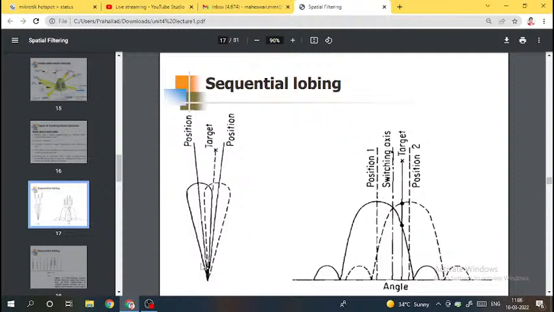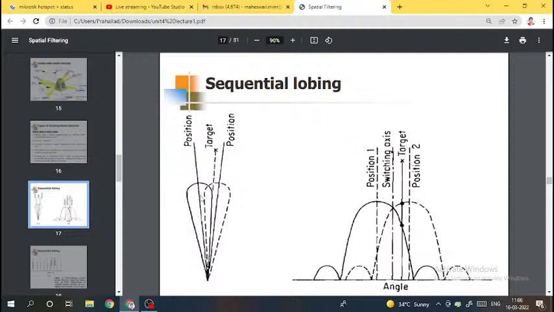Let me start with two positions. Suppose this is your target, and this is your target axis. Your beam is switched to two positions, position 1 and position 2. Only one beam is used, right? For this you can use different feeds and types of antennas, which I'll be telling you about later. For now just try to understand: sequential lobing means you have two positions.